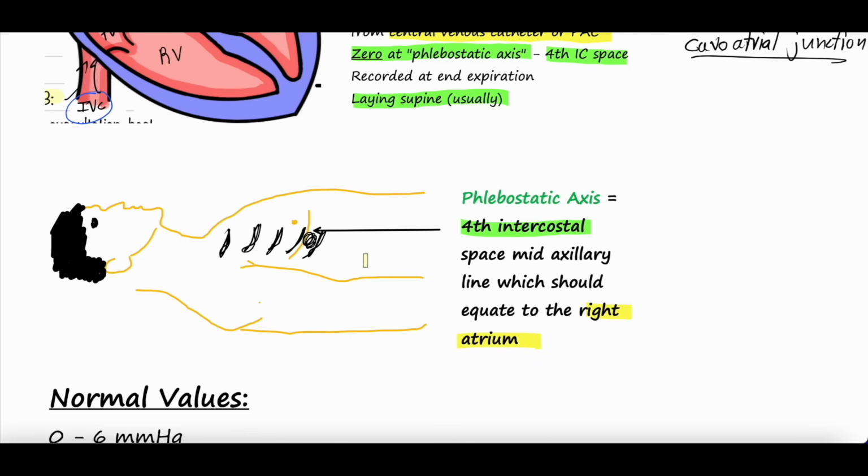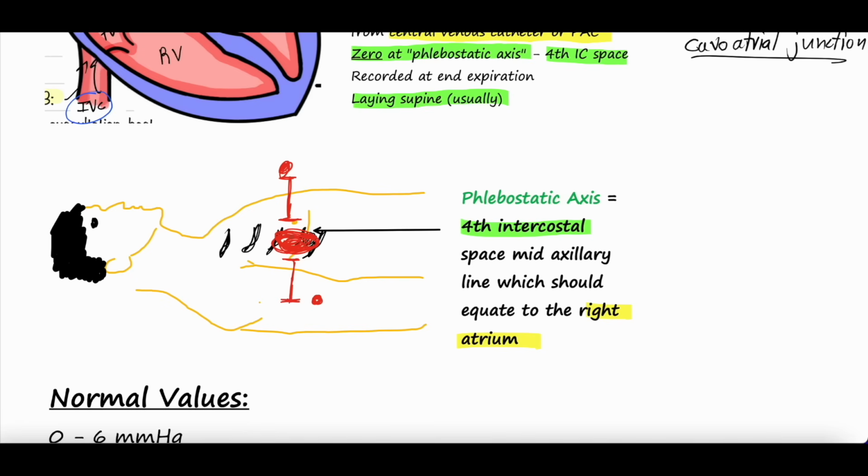Because what you want to do is zero this pressure at the right atrium. Let's say you were to zero it lower. You want the pressure to be zeroed right at the phlebostatic axis, right around here. If you zeroed it too low, then the measurement would give you an excess of this much. If you zeroed it too high, way up here, then the measurement would give you an excess of this much. So it'd be inaccurate.